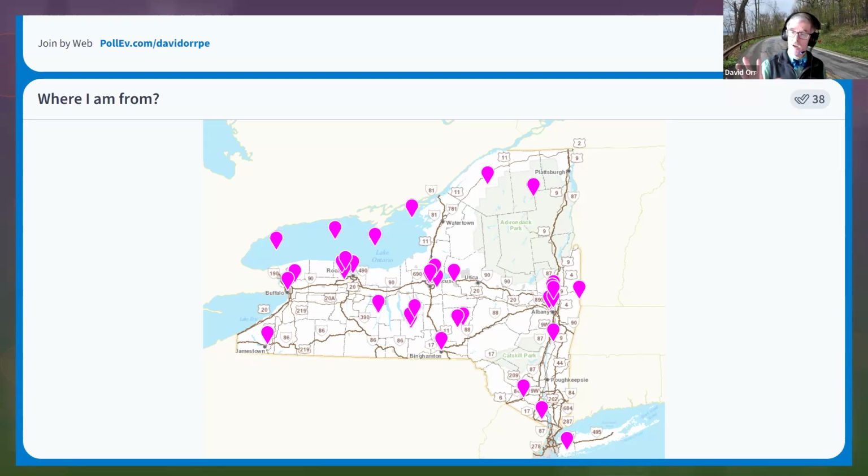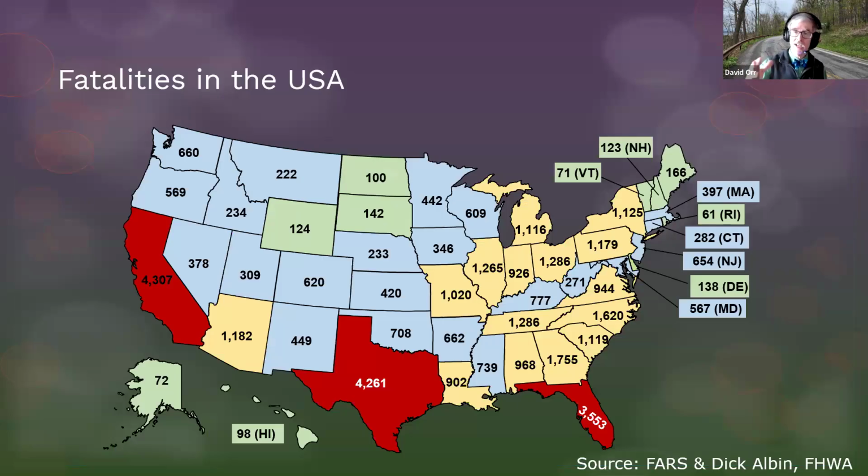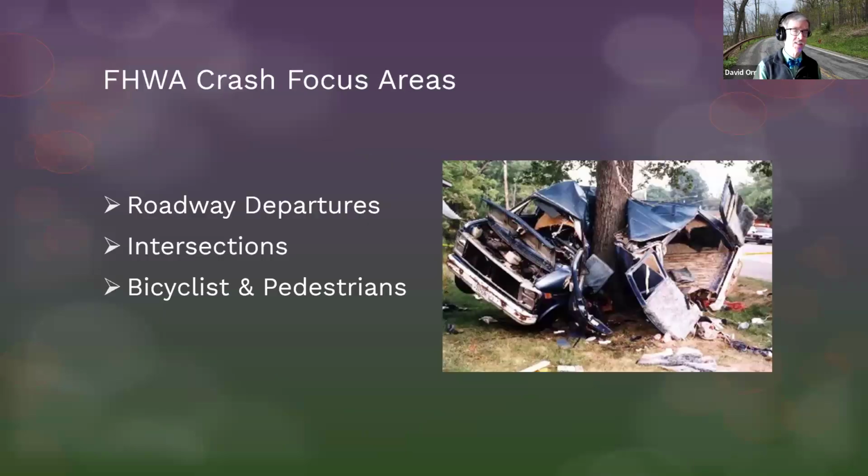Now, we've been talking about roadway safety because the number of fatalities went way up after COVID. It jumped by over 10,000 people per year who were killed. And we're really trying to bring that number back down. And FHWA has asked for a focus on 3 crash focus areas, which we've talked about: roadway departures, intersections, bicycles, and pedestrians.